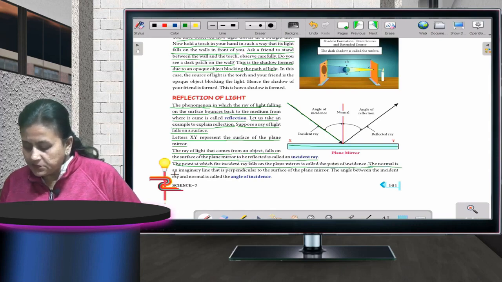The normal is an imaginary line that is perpendicular to the surface of the plane mirror. The angle between the incident ray and the normal ray is called the angle of incidence.